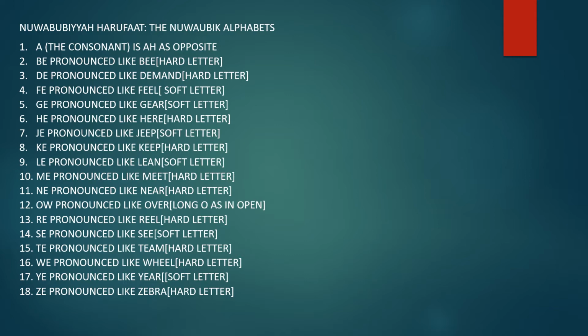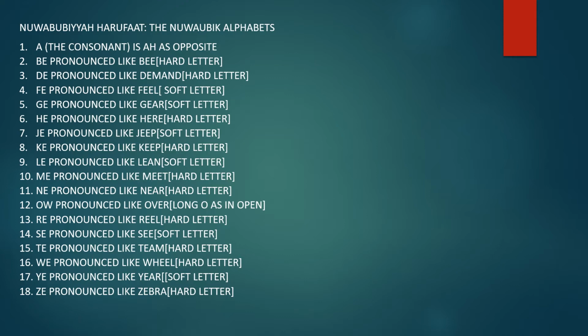Okay, letter number 7, G. So the G letter is pronounced like Jeep. And the G letter in Nuwaubik is a soft letter. So when the A precedes it, it would be pronounced ja. And if it was doubled, because it's already soft, it would just be stressed, ja. So ja, short, ja, long.